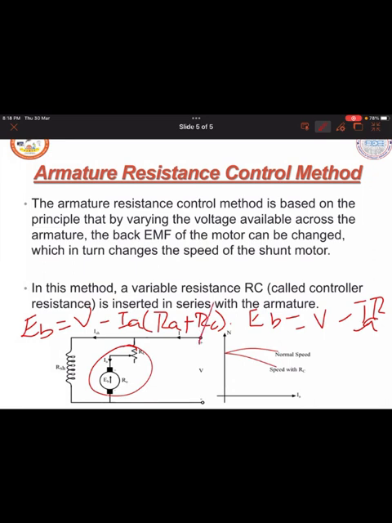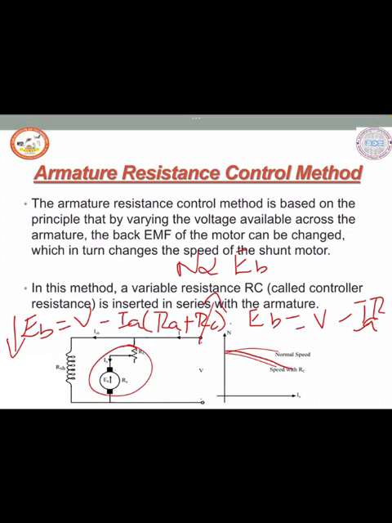When you increase the rheostat value, obviously the drop across the armature resistance will increase. Because of that, your back EMF decreases. As we know, speed is directly proportional to EB. So as current increases, your back EMF decreases, and as back EMF decreases, obviously speed also decreases. That's why we are going to get a plot like this. So these are the two methods by which we can control the speed.